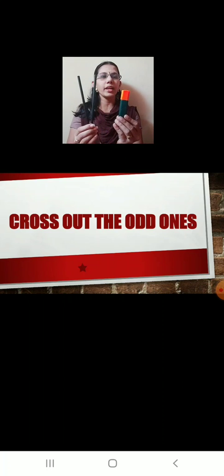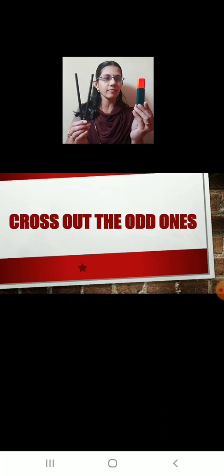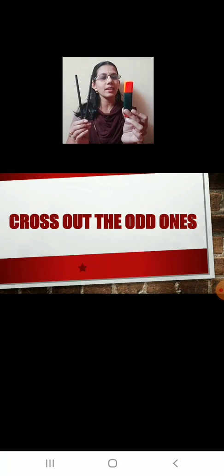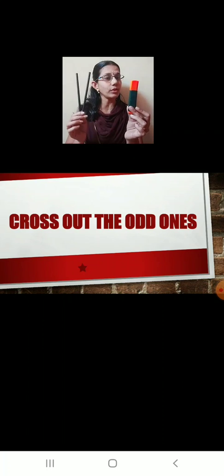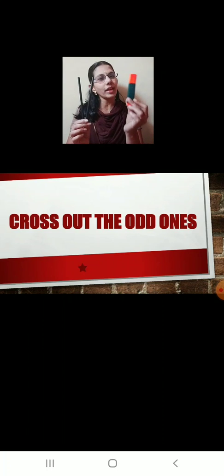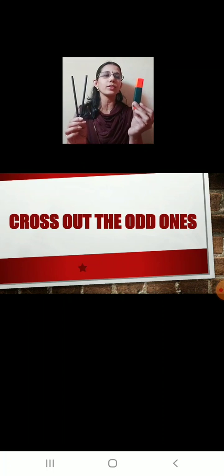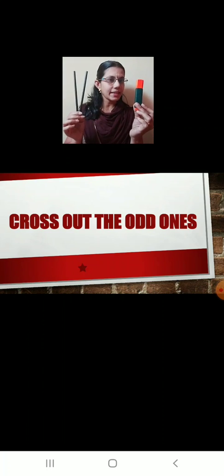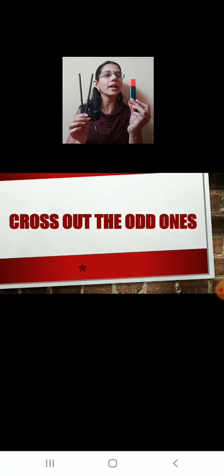What is this in my hand? Can you see clearly, children? 2 pencils, 1 marker pen. It is called a highlighter. You can mark with it, you can highlight also. Correct. 2 pencils, 1 highlighter.